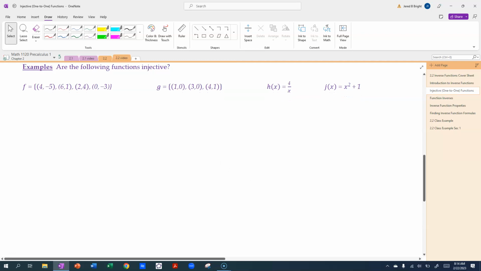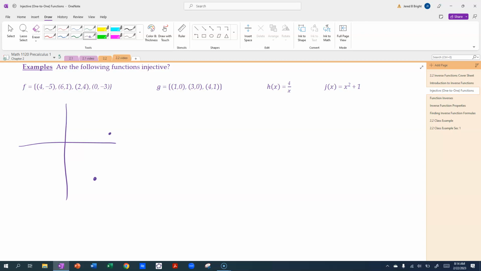So we have f, g, h, and j. I can imagine plotting these. I'm just going to do a rough sketch. (4, -5) is down here. (6, 1) is over here. (2, 4) would be up here, and (0, 3), something like that. Is this injective? Yep, I can do a horizontal line, and that's only going to intersect my function once. Okay, g. I have (1, 0), (3, 0), and (4, 1). Is that going to be injective? No.